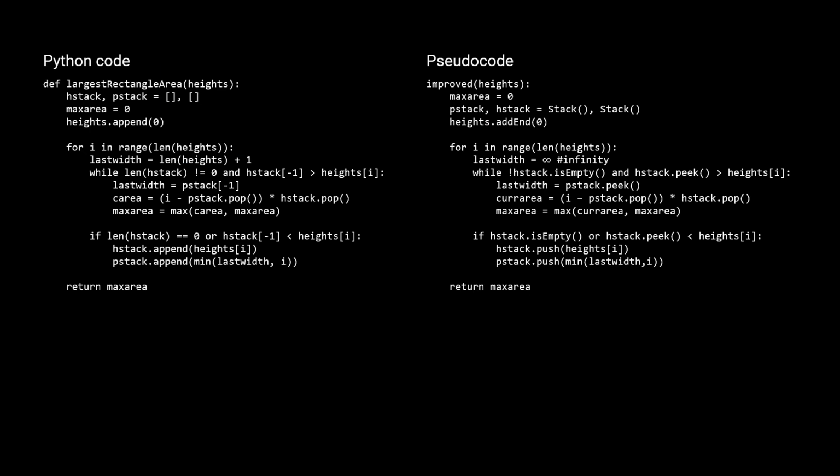Here's the actual Python code. In Python, we can just use a regular list as a stack by appending to push, using pop to pop, and a -1 index to peek.